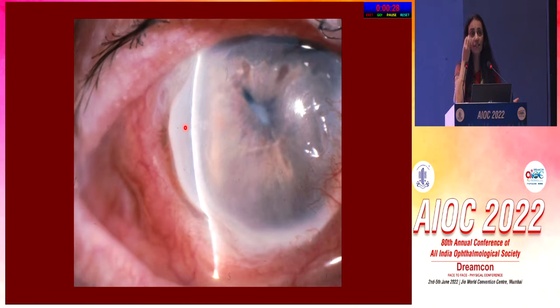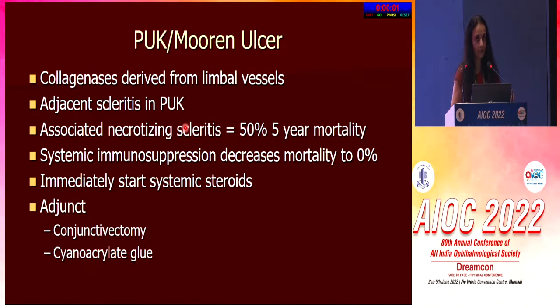Typically, you get ulcers in the center of the cornea because that is avascular and it cannot fight infections. Here you have an ulcer in the periphery. You shouldn't get ulcers in the periphery because your limbal vessels should protect you. If you get an ulcer, especially this overhanging ulcer, that tells you the inflammation is coming from the limbal vessels, and that tells you that this is probably PUK or Mooren's.